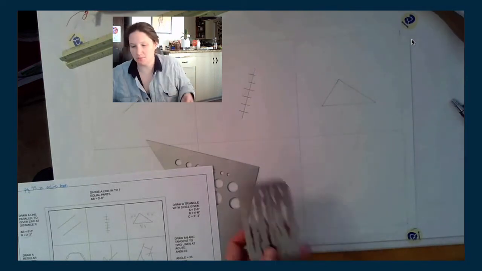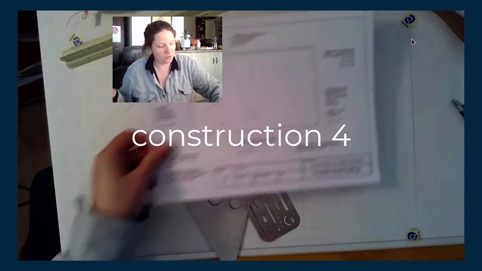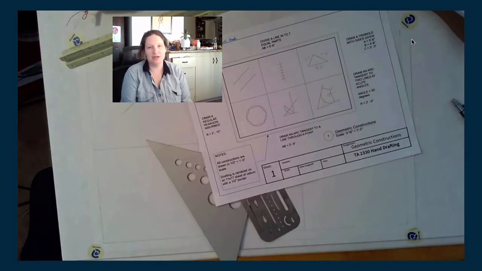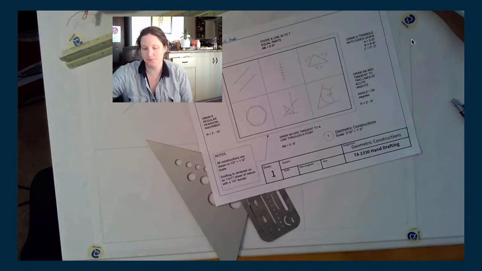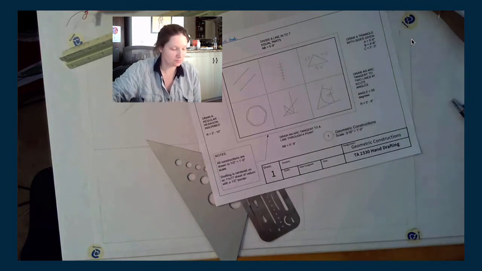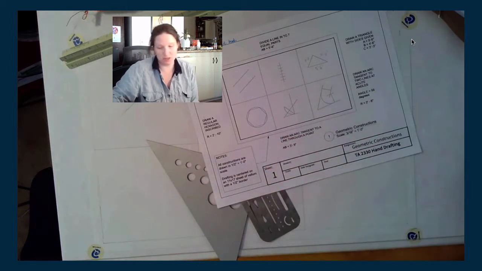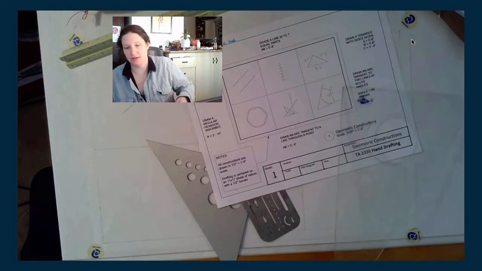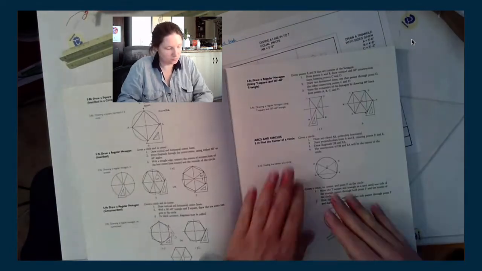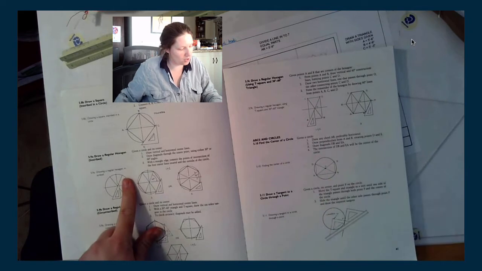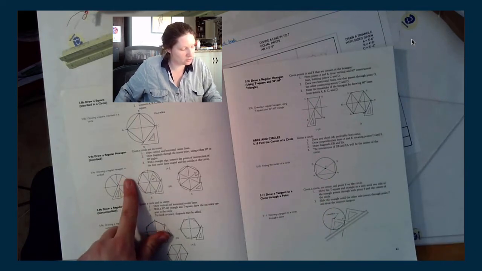All right, so let's see, what's number 4? Ooh, draw a regular hexagon inscribed. All right, so I want a hexagon inside of a circle, and I want it to be inscribed in that circle. The radius of the circle is 2 foot 10 inches. So let's look for that in the book. Ooh, here we go. Draw a regular hexagon inscribed.